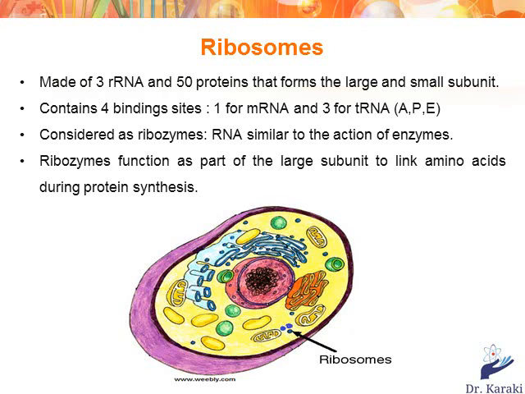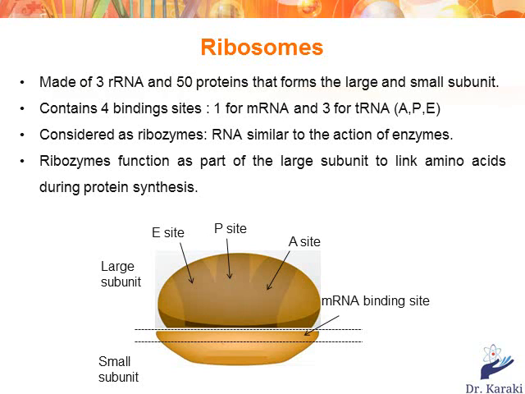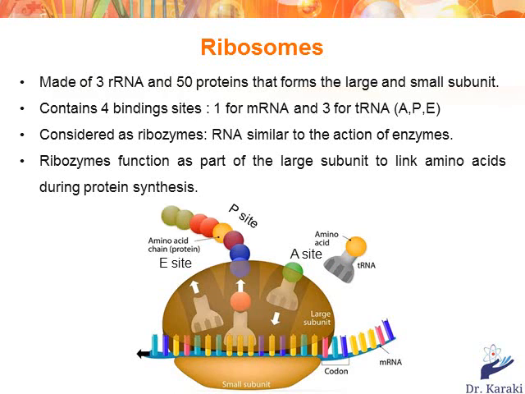So let's talk more about these ribosomes. They are made of 3 ribosomal RNAs and 50 proteins that form the small and the large subunit. There are 4 binding sites located on the ribosome, 1 for the messenger RNA and 3 for the transfer RNA sites labeled A, P, and E. The A site, called the acceptor site, binds to the tRNA holding the new amino acid. The P site, called the peptidyl site, binds to the tRNA holding the growing peptide chain. And the E site, the exit site, holds the deacylated tRNA, the tRNA that doesn't hold an amino acid, before it leaves the ribosome.